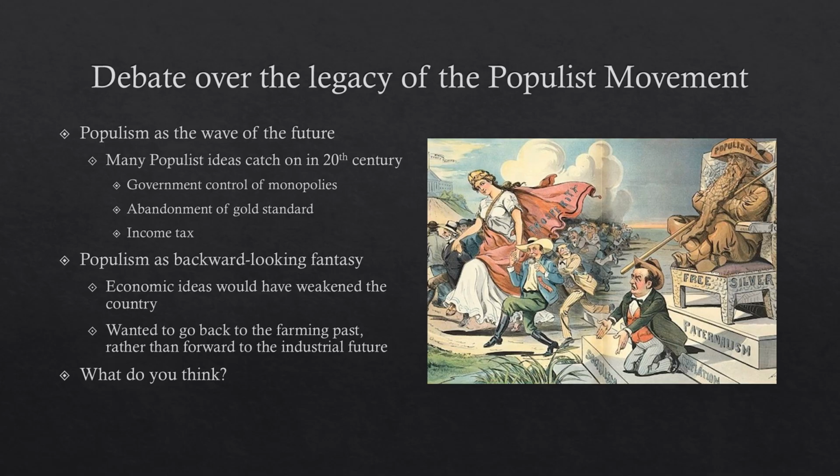They also argue that the populists really just wanted to go back to the way things were. They wanted to go back to an old-fashioned style of farming life rather than push forward into an industrial future. And so they say that basically any party that just wants to go backwards doesn't really have a future. So anyway, this is a controversial subject, and there are definitely good arguments to be made both ways. And I'm interested to hear what you think as we talk about it next week.